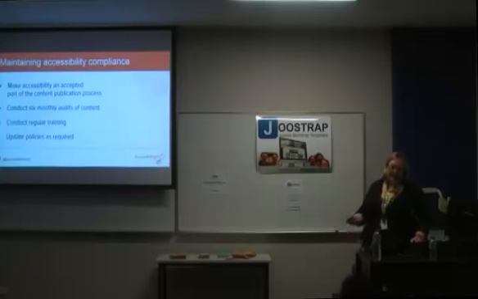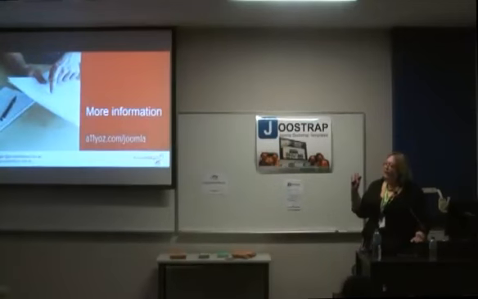Make sure accessibility is an accepted part of the content publication process. You need to think about 6 monthly or 12 monthly audits of content. Make sure you conduct training because quite frankly people leave organisations, and you might have trained everybody up and then they'll leave. People that come on board might not know anything about accessibility.